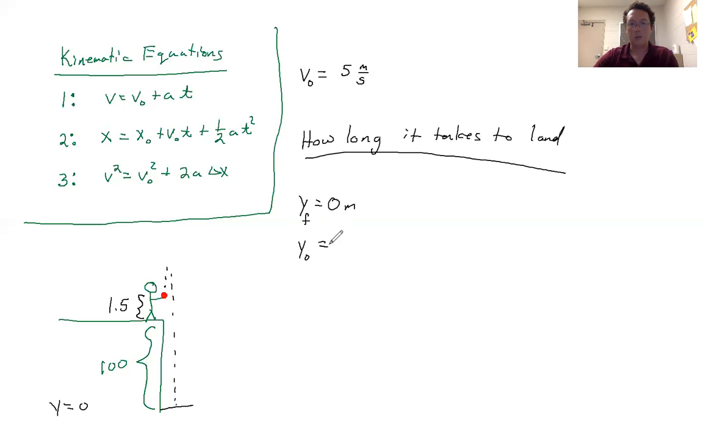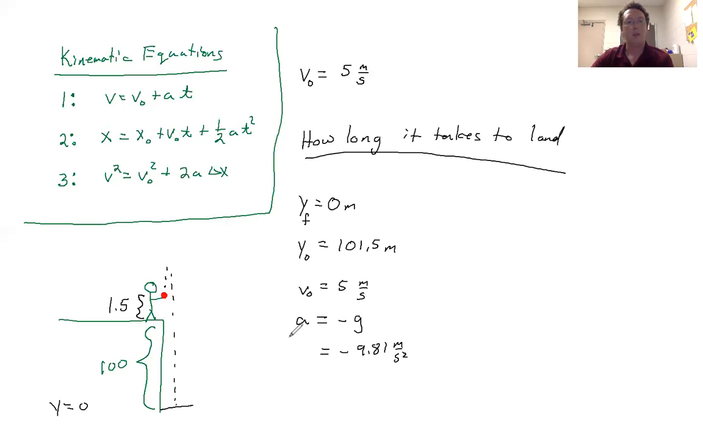Y initial is 101.5 meters. V initial is 5 meters per second. And the acceleration is equal to minus g, or minus 9.81 meters per second squared. Remember, g is the positive part of this, so don't include that extra minus sign.